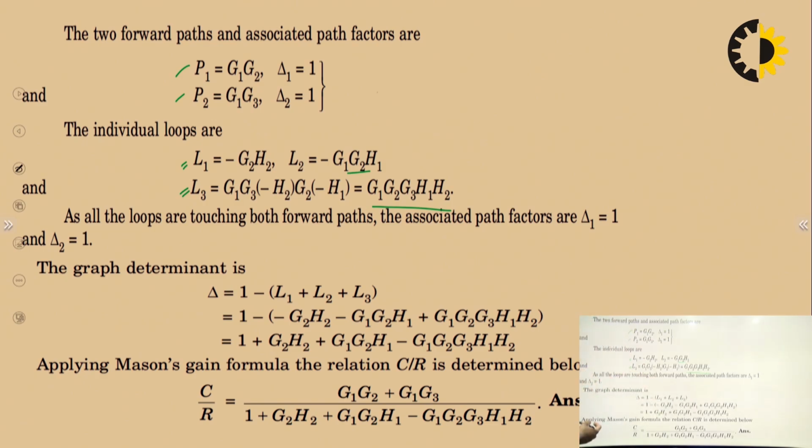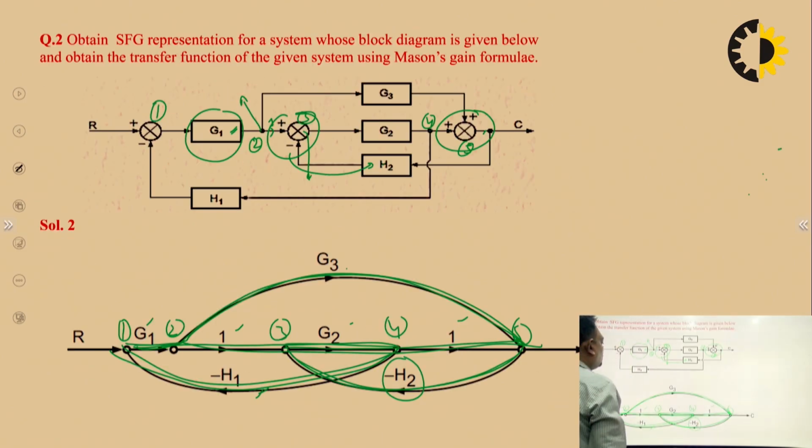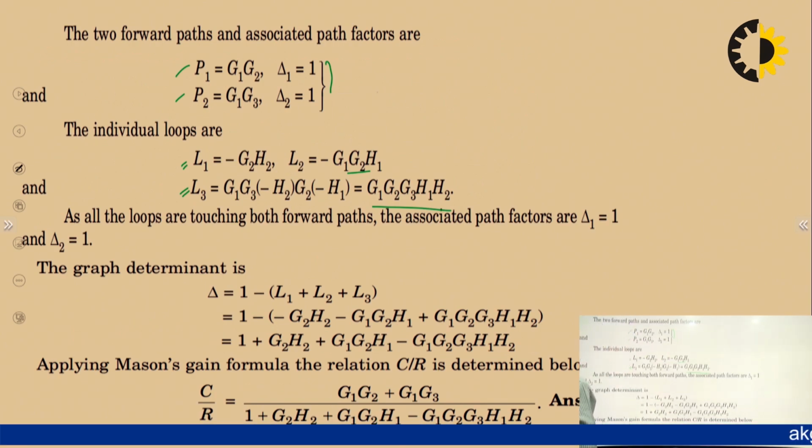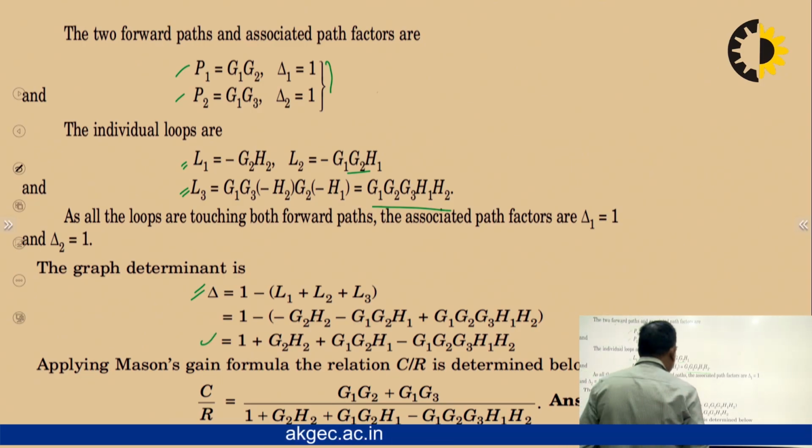Now we can see there is no non-touching loop, because the delta 1 and delta 2 values are 1, as all the loops are touching both forward paths. Okay, now we will calculate the determinant, which is 1 minus the sum of all individual loops, so L1 plus L2 plus L3. When we solve it, this is 1 plus G2 H2 plus G2 H1 minus G1 G2 G3 H1 H2.